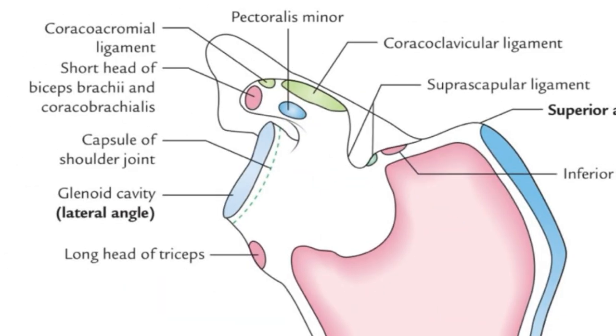Very important: in the lateral angle, you can see the glenoid cavity. Don't forget.